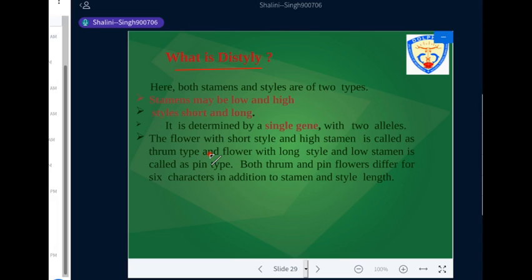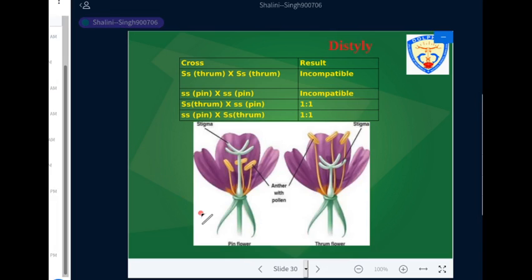The flower with short style and high stamens is called thumb type, and the flower with long style and low stamens is known as pin type. Both thumb and pin flowers differ for six characters in addition to stamen and style length. So this is a pin flower and this is a thumb flower. In pin flower, the stigma is situated on a long style, and anthers are short. In thumb, the style is shorter, and the pollens are longer in size.